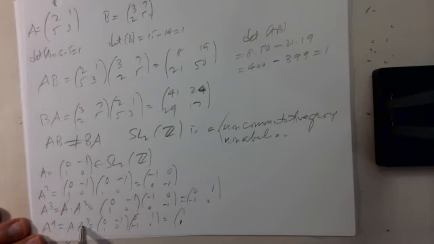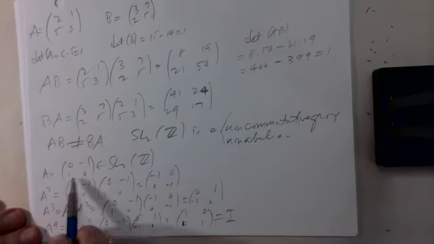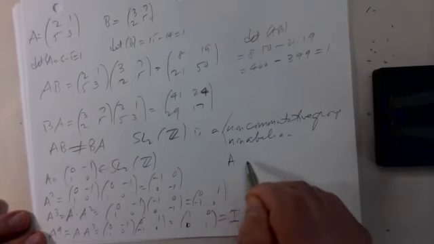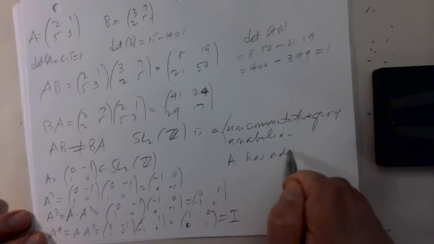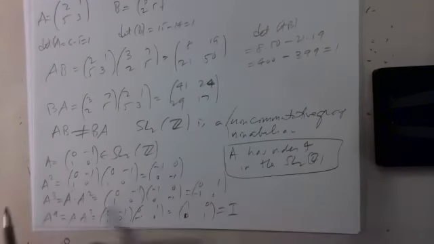A to the 4th is A times A cubed. So A is 0, minus 1, 1, 0. A cubed is 0, 1, minus 1, 0. When I multiply them, I get 1, 0, 0, 1. I get the identity. So for this matrix, A to the 4th is the identity. So this particular matrix A has order 4 in the group SL2Z. SL2Z itself is an infinite group, so it does not have finite order. But in any case, the notion of the order of an element and the order of a group, these are very important in group theory.